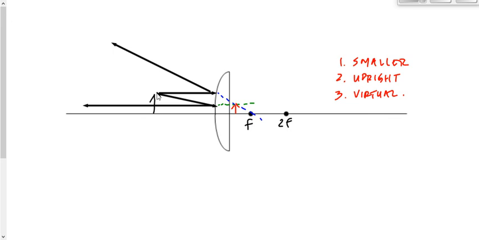I'm going to ask you to draw the remaining 4 ray diagrams for at home tonight. You're going to find that just like with diverging lenses, they all produce the same characteristics: smaller, virtual, and upright. So again, if you think about converging lenses, same characteristics as converging mirrors. Diverging lenses, same characteristics as diverging mirrors.